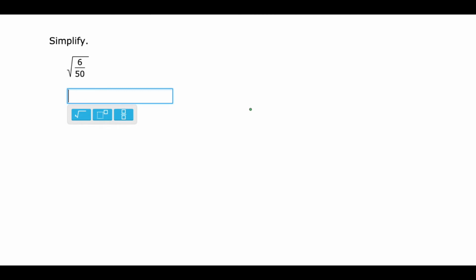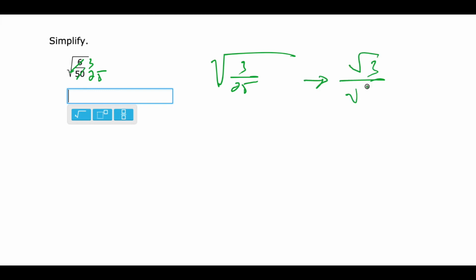Root 6 and root 50. I'm trying to think if they have anything in common. They have a 2 in common, so it would be 3 over 25. Since they're both even, you can chop them down in half. So it'd be root 3 over 25, which is the same thing as what? Root 3 over 5. That's what you meant. Okay.